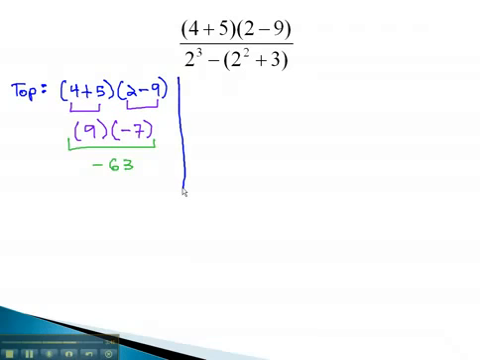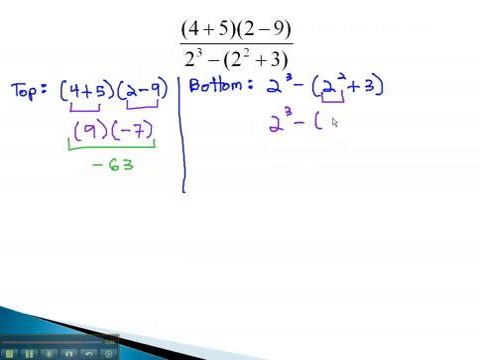The top has been simplified. We're ready to look at the bottom. The bottom has 2 cubed minus (2 squared plus 3). Again, order of operations starts us in the parentheses. And again, we start with the exponents. Now we have 2 cubed minus (4 plus 3).